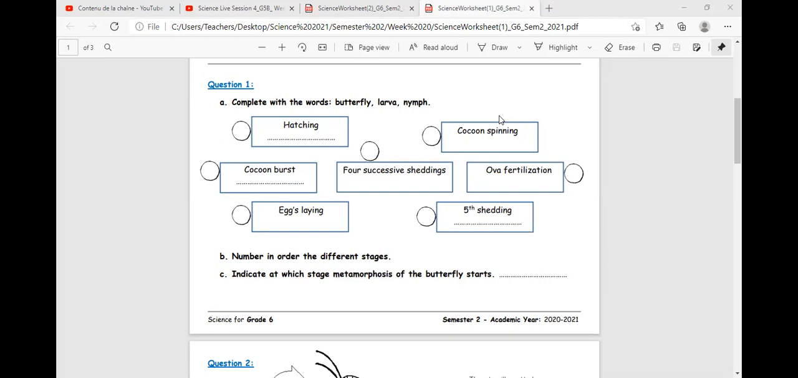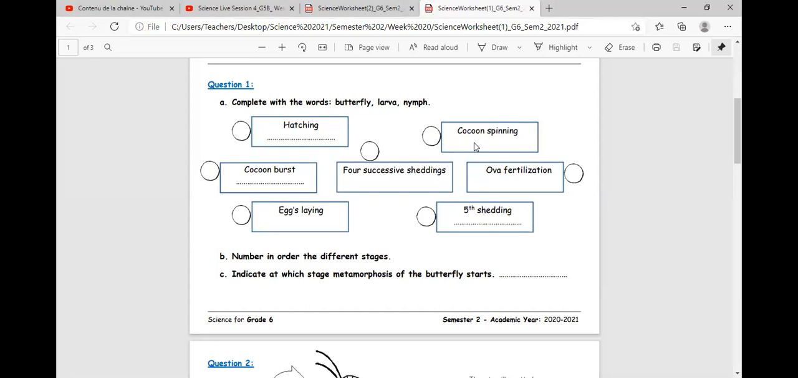So before we start arranging these steps, let's put the words. Sorry for interrupting, but isn't this the worksheet for last week? We didn't solve it. Okay. So today we will solve worksheet number 1 and worksheet number 2.